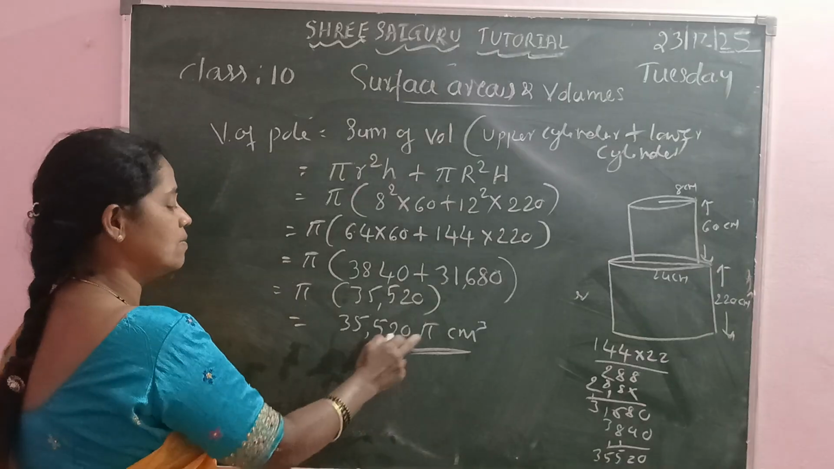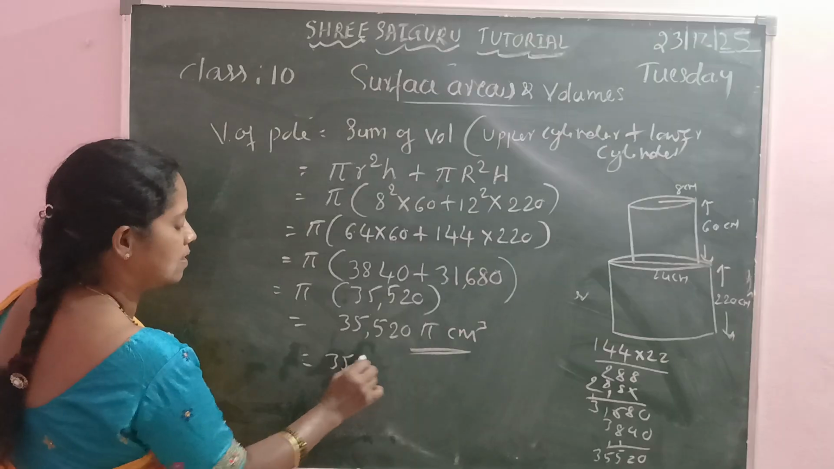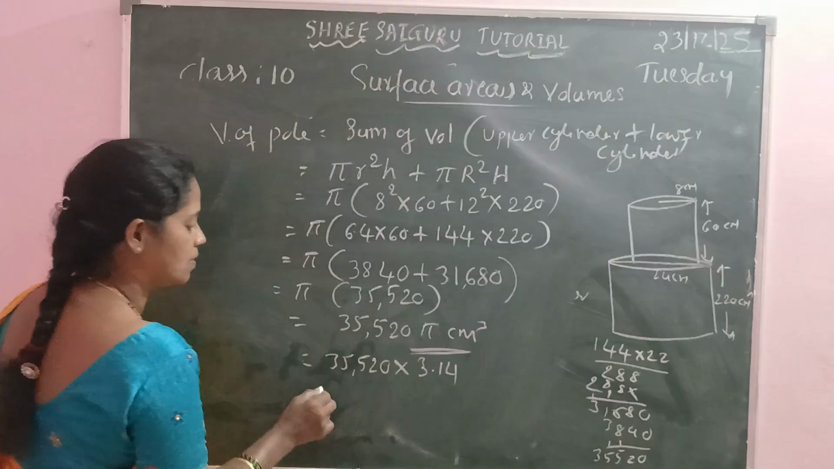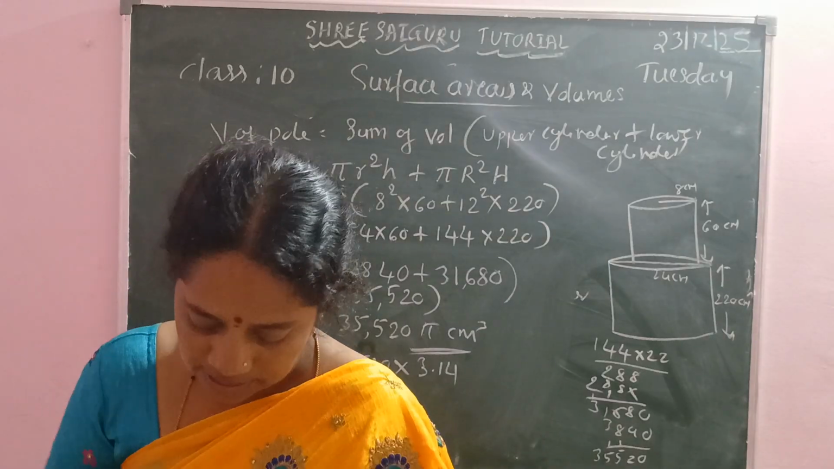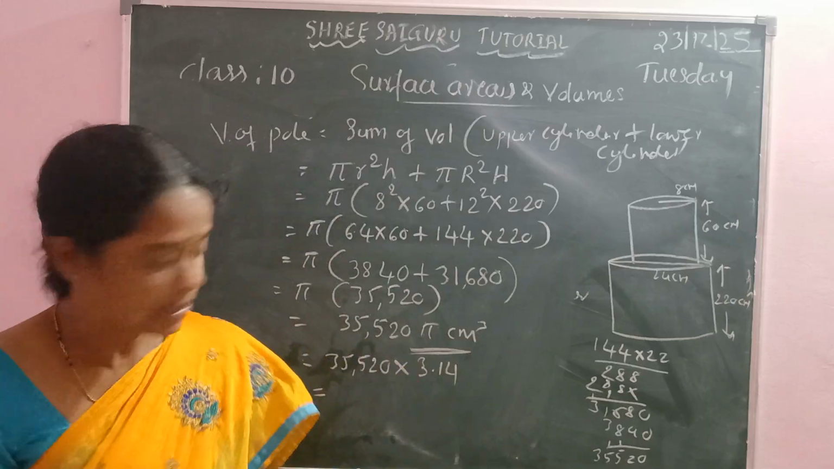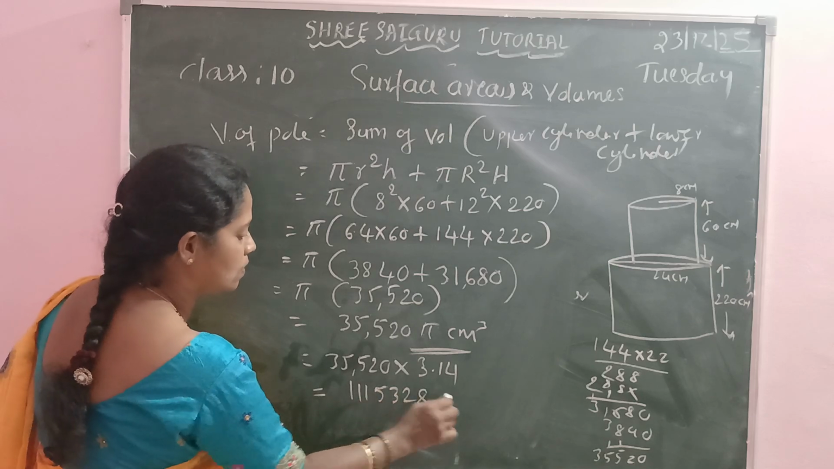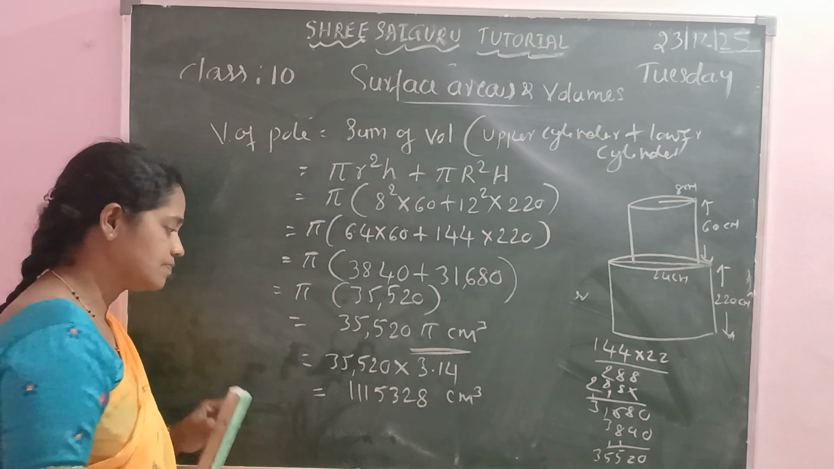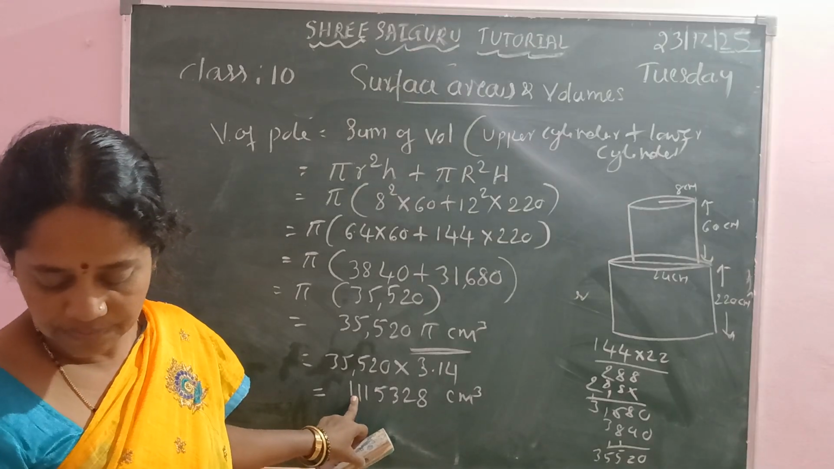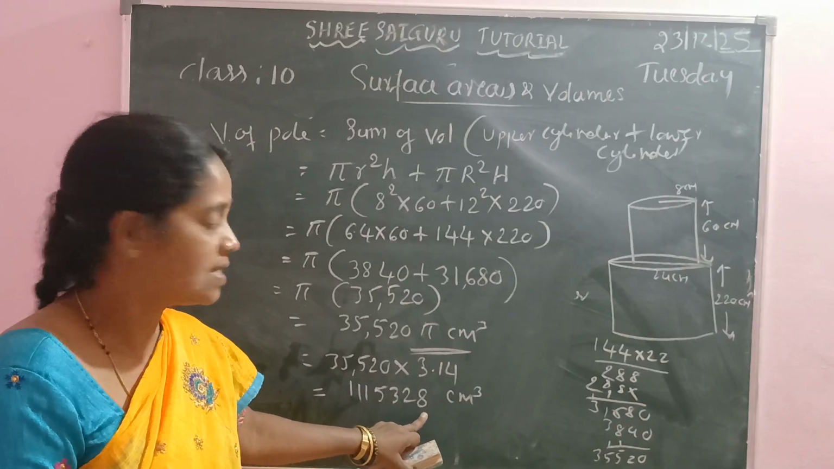Then we have to substitute the value of pi, that is 35,520 into 3.14. That gives 1115328 centimeter cube. Once again I will check: 1115328 centimeter cube.